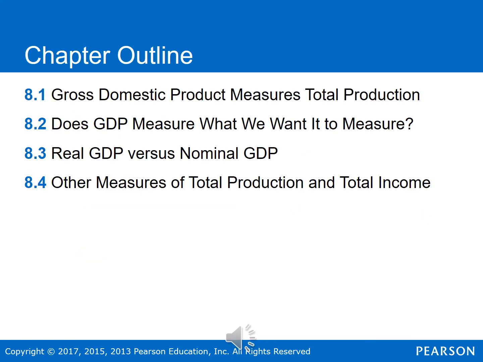In this chapter, first we're going to look at gross domestic product and see how it measures total production, and break down total production, see exactly what components go into estimating the GDP. Next section, we'll explore whether GDP measures what we really want it to measure. Obviously it measures total production, but how valuable is actually knowing what total production is, and what can it actually tell us about an economy?